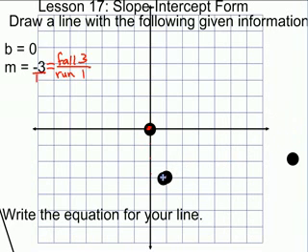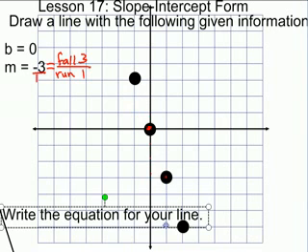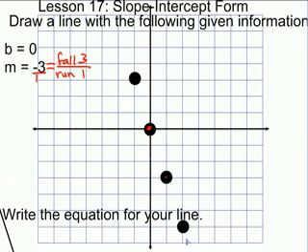Then I fall 3, 1, 2, 3, run 1. And which way do you read a book? You read a book left to right, so you always run from the left to the right. 1, 2, 3, 1. Whoops. Then with your ruler, draw a nice long line going from one edge of the graph paper to the other, and you put arrows at the end of your line because we're drawing lines, not line segments.